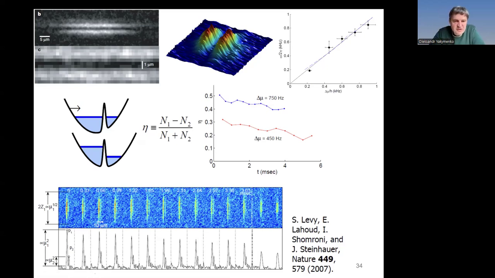It means that you can create a kind of Josephson effect in this case, and you have these oscillations which are clearly seen, and the frequency of this oscillation is proportional to the chemical potential difference, which is a kind of smoking gun of the Josephson effect in atomic BEC.